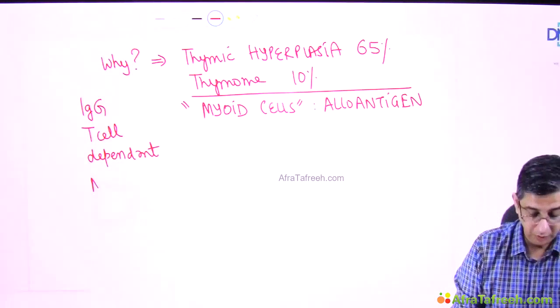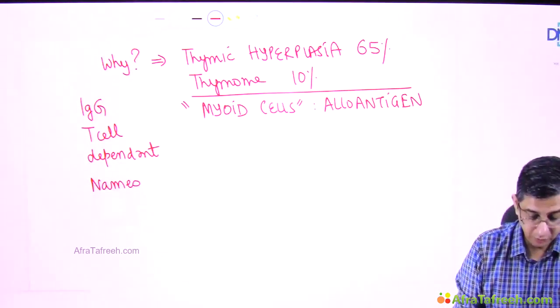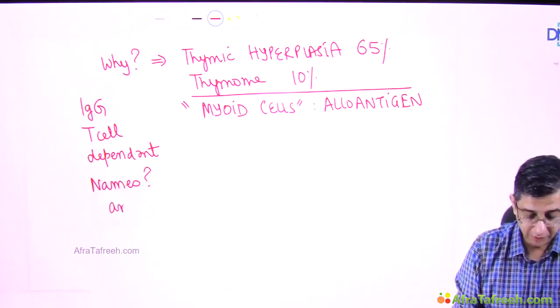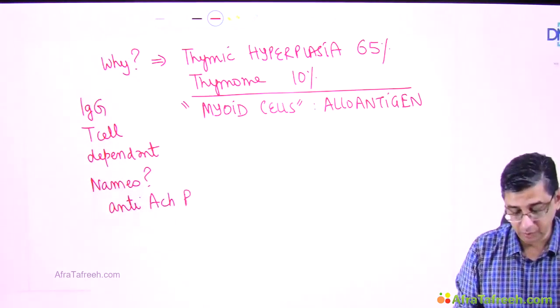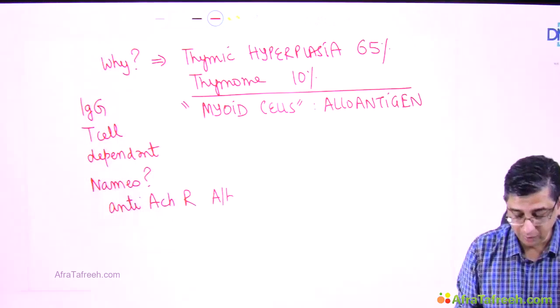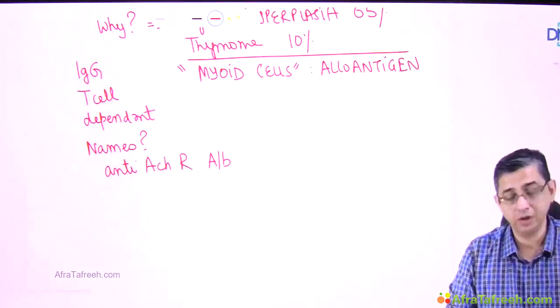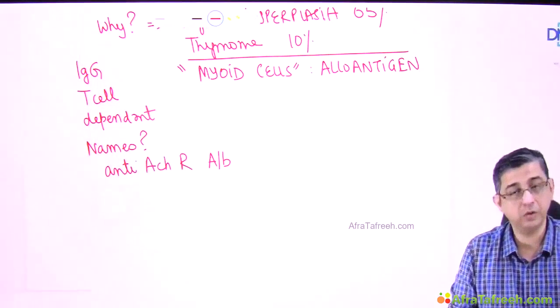We need to now know the names of the antibodies. We need to know the names of those villains which are responsible for this condition. The first one on the agenda is a straightforward name that I've said right in the beginning: anti-acetylcholine receptor antibody. This will block the receptors of acetylcholine, will affect the alpha channel, and therefore acetylcholine won't be able to go in.